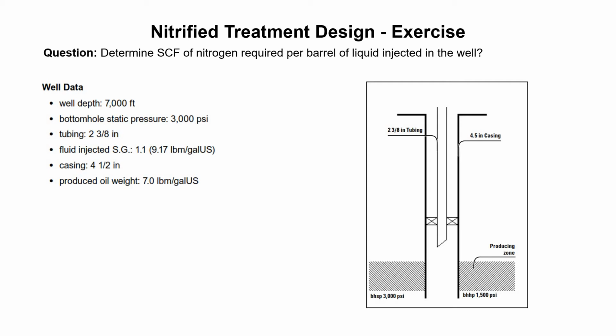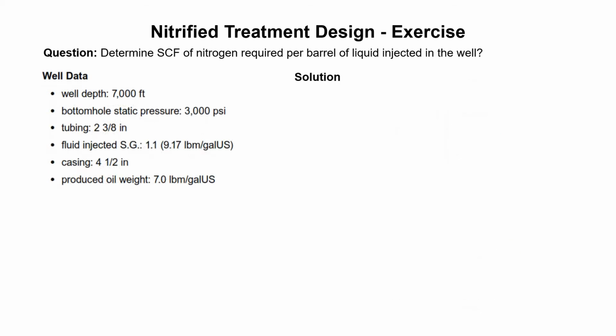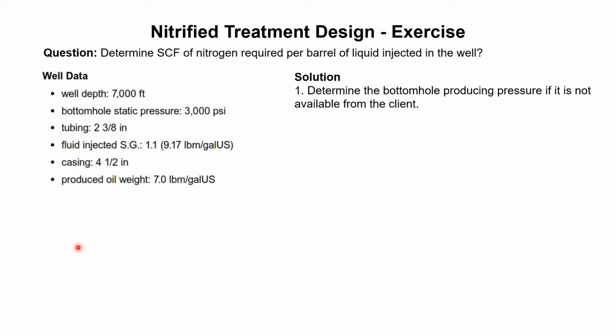Now let's see how to solve this problem. Solution. The first step is we have to determine the bottom hole producing pressure if it is not available from the client. If the client has already provided the bottom hole flowing pressure, then it's okay. If he has not provided it, then we will calculate it.